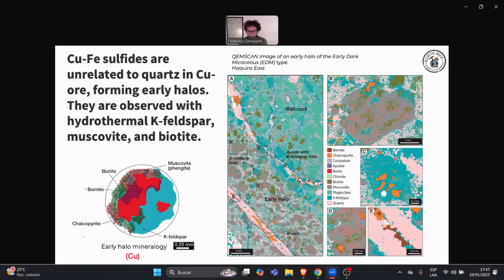So I'm going to show you some examples of what we've seen at this microanalysis scale. This is a ChemScan image from an early halo. You see these are the magmatic feldspar in the wall rock, and when you're inside the halo, they look like that. So they're completely replaced. And you can see a summary here of that replacement. It's K feldspar, phengite, and biotite. And we discussed before that there's some andalusite in there too, and other phases.